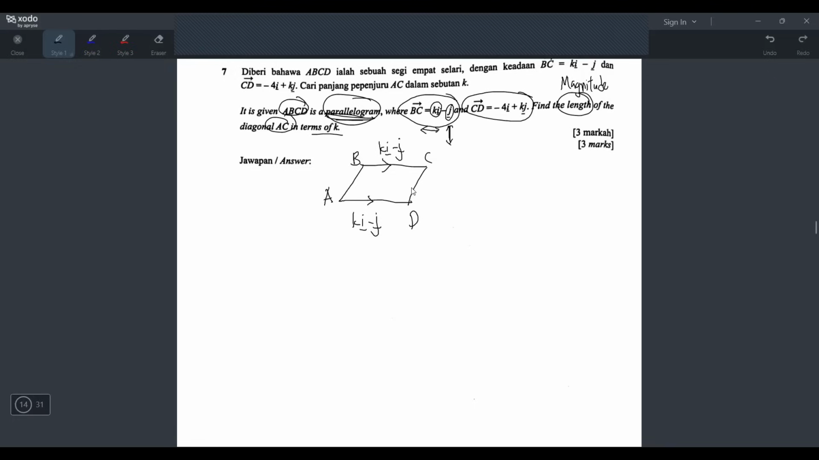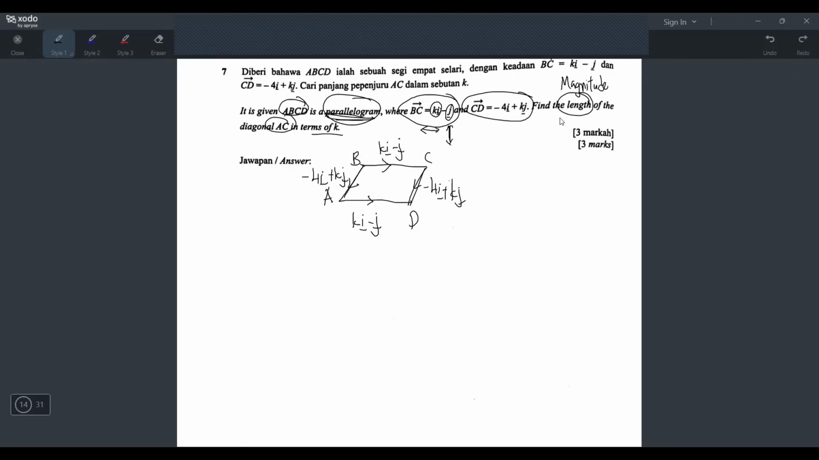Same with the vector CD. Vector CD means the arrow has to point down, because it's C to D, right? It's negative 4i plus kj. And from B going down to A, it will be the same also, negative 4i plus kj. The reason is because it is the same length and parallel with this vector. So these two vectors are parallel, they have the same direction, and also they are the same length. That's why they have the same vector.